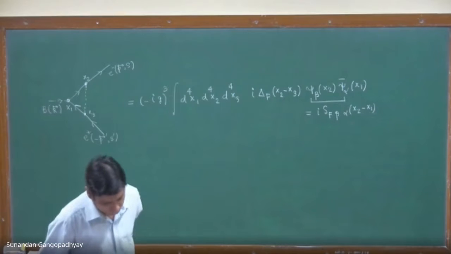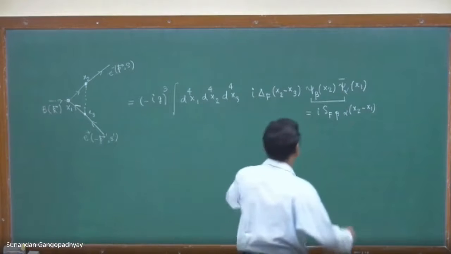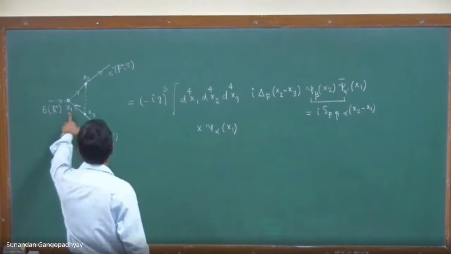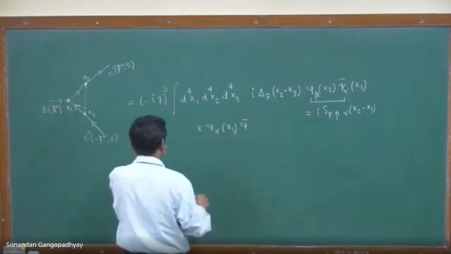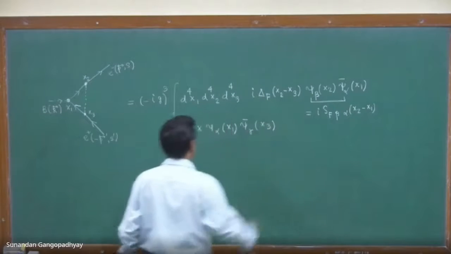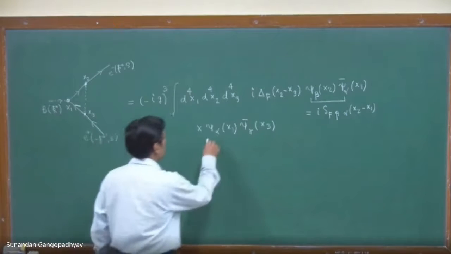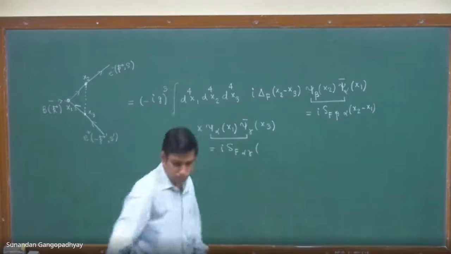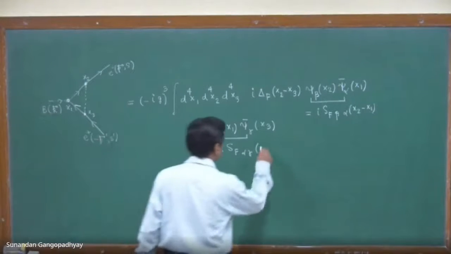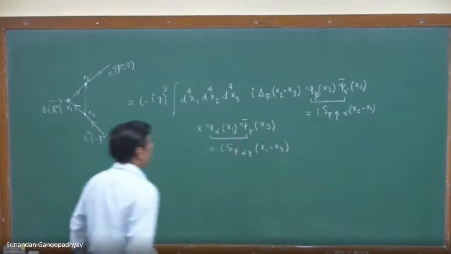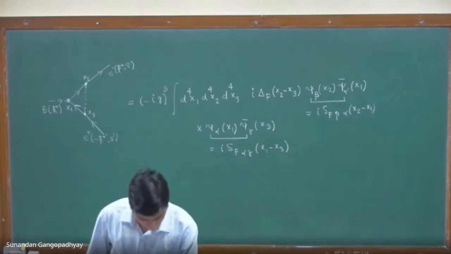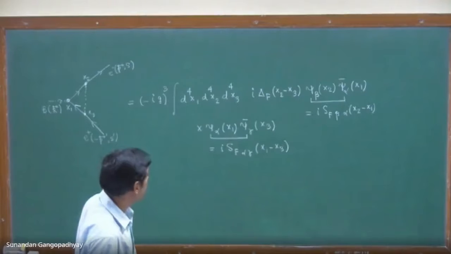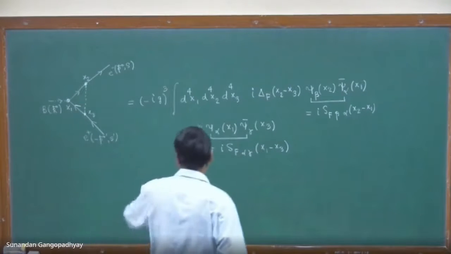And then we also had psi alpha x1, and then psi bar gamma, and then there is the contraction, and this is S_F alpha gamma (x1 - x3), and then we have the external lines.